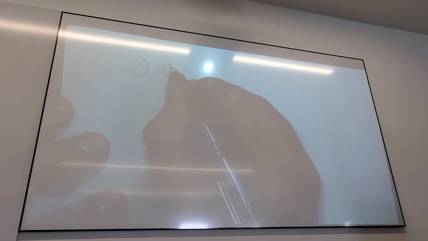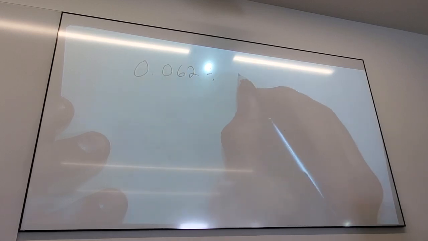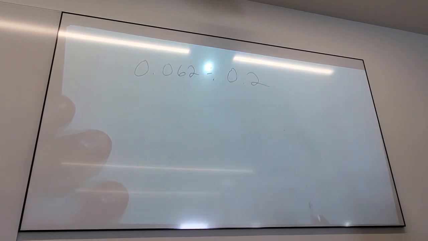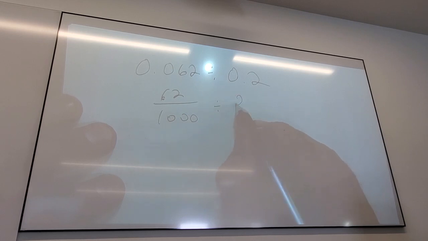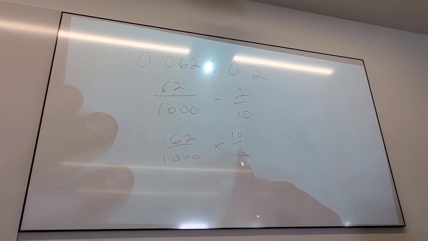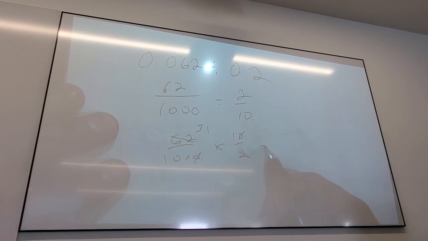With division, another way to look at this, what if I had to divide 0.062 by, Jeff? What do you got, buddy? By 0.2. Isn't this 62 over 1,000? Is that cool? Divided by 2/10, yes? How do I divide fractions? Keep it, change it, flip it. Do the reciprocal. And then 2 goes into 62, 31 times, and then 10 cancels, yes? And what's 31 over 100?